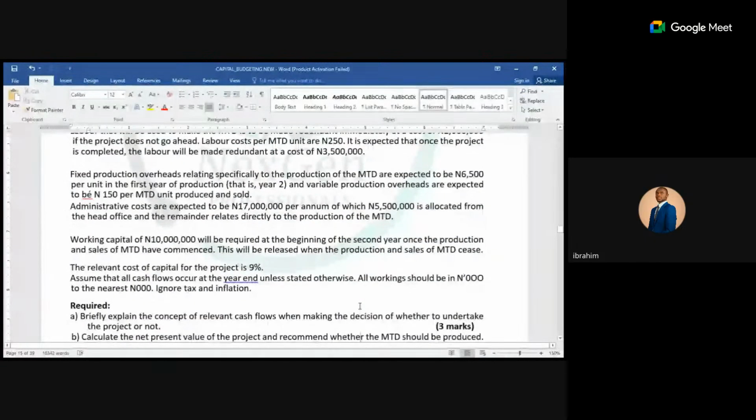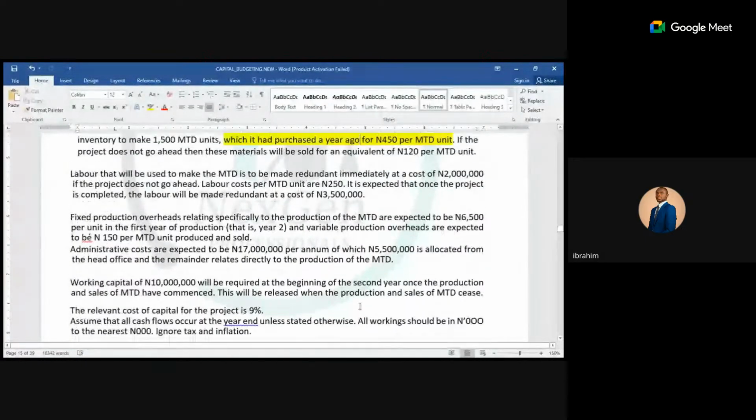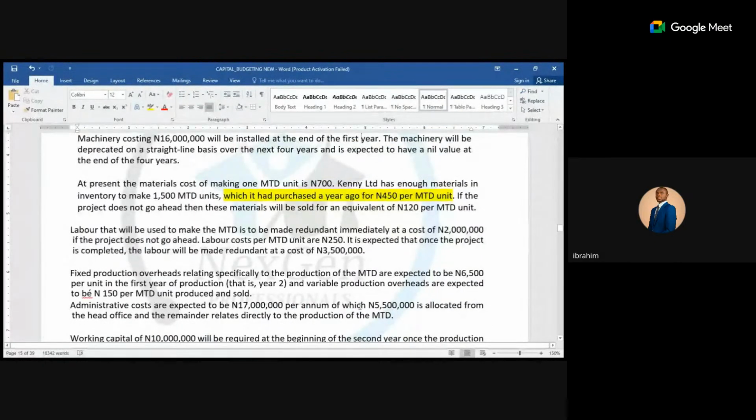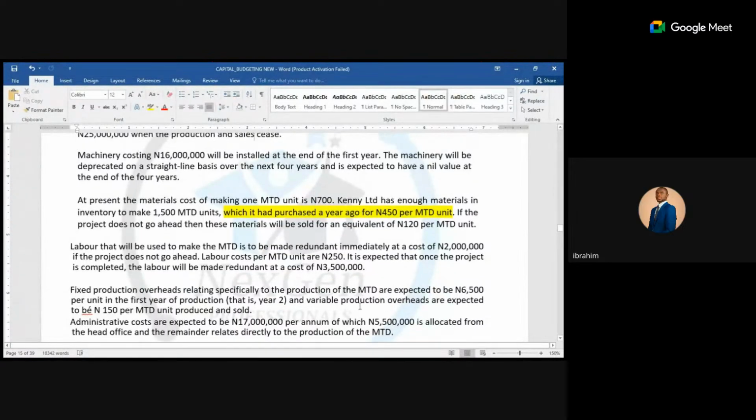So then we have the variable. Now, when you talk about variable, the variable production overhead will be what, class? It will now vary. So these are the parts of the notes you need to add to your notes. When you are preparing an investment project like this for investors, to actually understand your point, you have to take note of all these points.